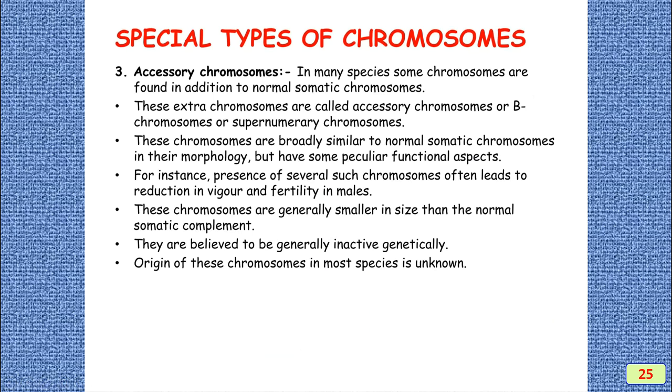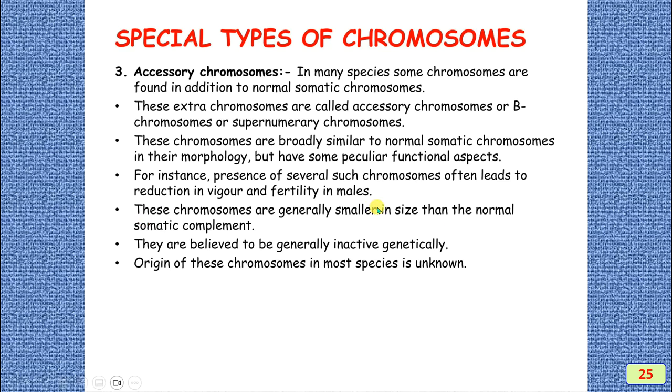And the third type of special chromosomes is accessory chromosomes. In many species, some chromosomes are found in addition to the normal somatic chromosomes, and these extra chromosomes are called accessory chromosomes, B chromosomes, or supernumerary chromosomes.